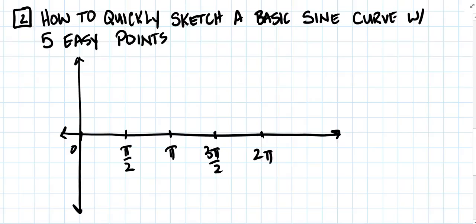You'll notice that these are all the quadrant angles. So π/2 is 90 degrees, π is 180 degrees, 3π/2 is 270 degrees, and 2π is of course 360 degrees. The highest the output can be is 1, and the lowest value it can be is -1. The 5 points that you need go medium, high, medium, low, medium. So there are your 5 points: 1, 2, 3, 4, and 5.